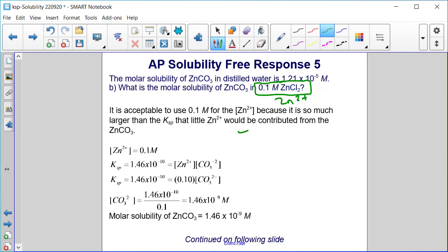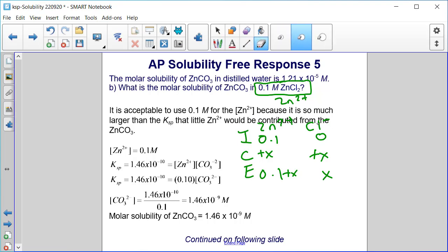So remember that we can say that initially we have no carbonate ion, but we're in a solution of zinc chloride, which contributes some zinc. And then the change, as any dissolving of the zinc carbonate occurs, would be X for each of the ions. And so at equilibrium, we'd have 0.1 plus X for zinc and X for, oh, it's not supposed to be chloride, it's carbonate, excuse me.